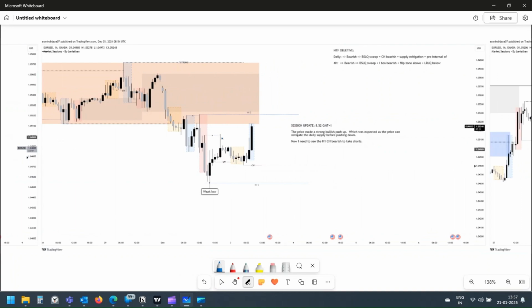It just rallied up and made a real bullish chalk, which makes me think whether the price wants to take out the 4-hour buy side liquidity before pushing down. So that's what I expected. The price mitigated into this daily supply. So there is the buy side liquidity above. If the price takes out the buy side liquidity, then I'll be expecting the price to chalk bearish. If the price chalks bearish, then with the help of fresh POI, I can look for shorts.